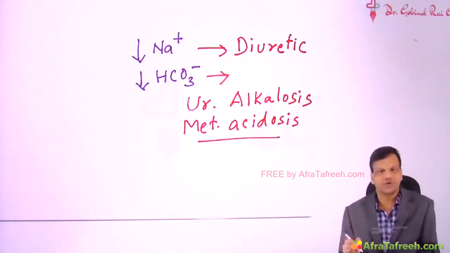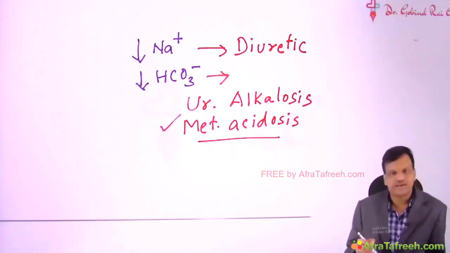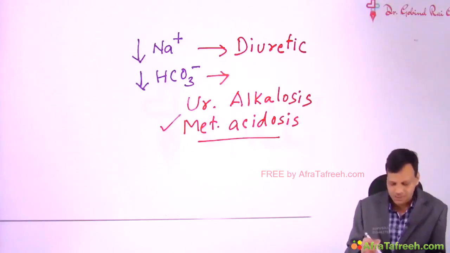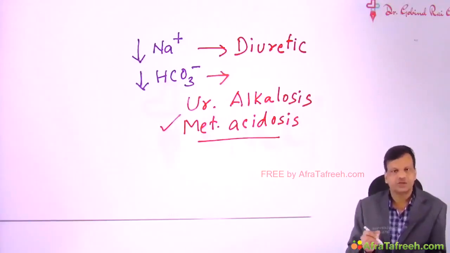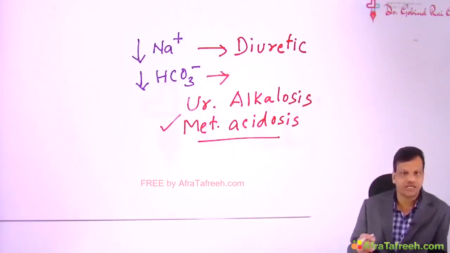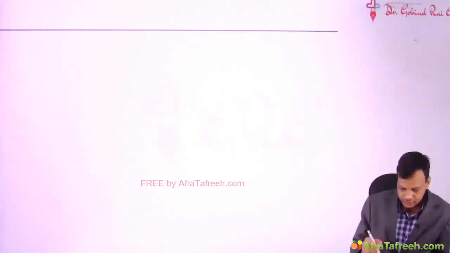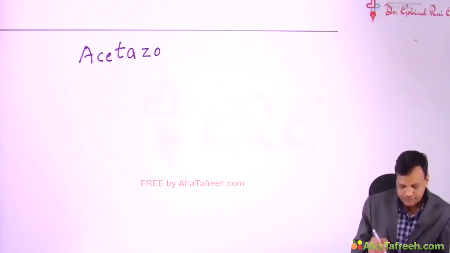Because these drugs can produce metabolic acidosis, they have a self-limiting action. That means the kidney will automatically stop filtering the bicarbonate. So these are not very powerful diuretic agents. The main drug in this category is acetazolamide.